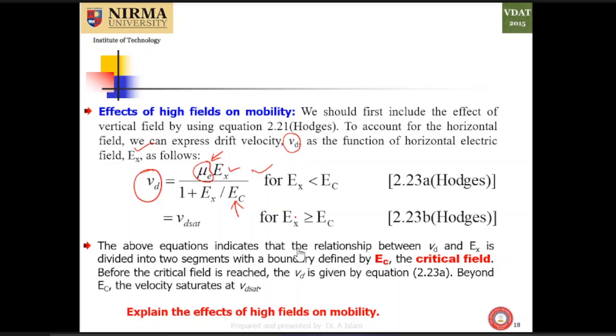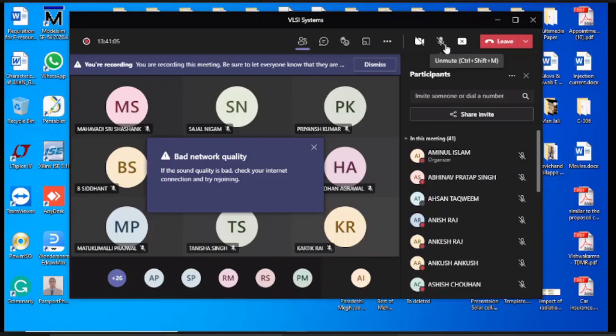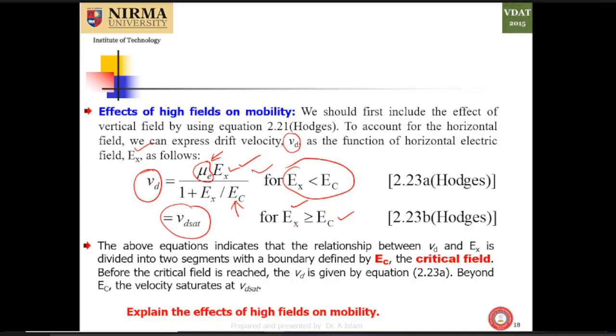And Vd sat is the saturation drift velocity, when Ex is greater than or equal to EC, the critical electrical field. If you put Ex equal to EC in that equation, we get EC equals 2 Vd sat divided by mu. So this sets up the relationship between EC and Vd sat.